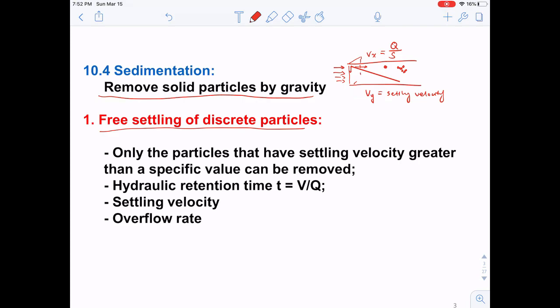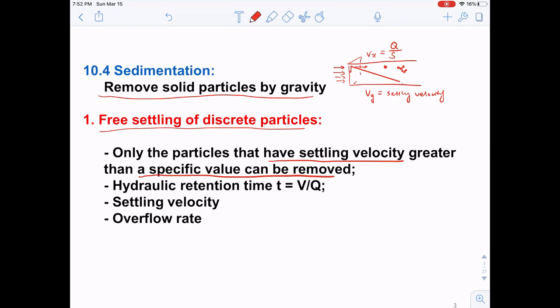Okay, but on the other hand, we can use mathematical methods to predict when these particles will settle. So for the settling of these discrete particles, only the particles that have a settling velocity greater than a specific value can be removed. All right. So basically, if the particles have a slower settling velocity, they will just flow with the water, right? So there's always a critical size of the particle that can settle down within this channel here.